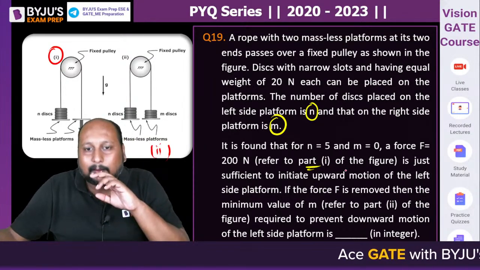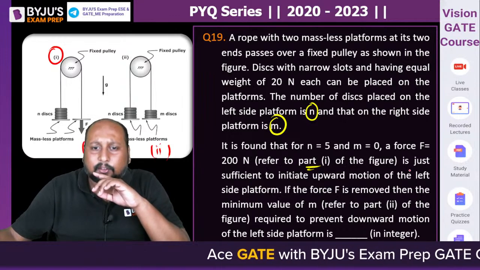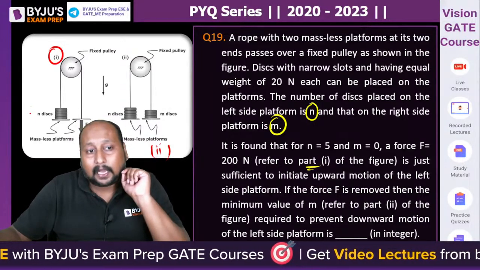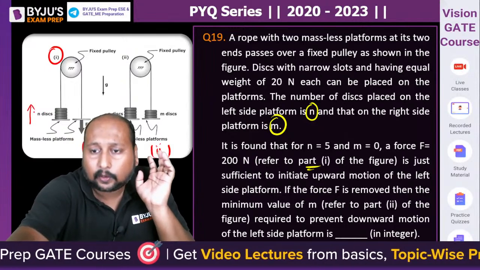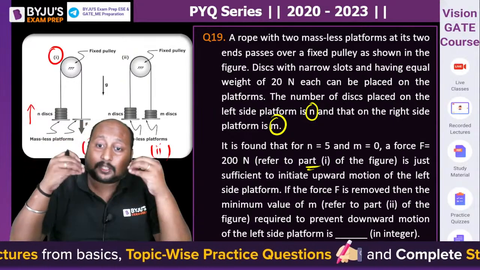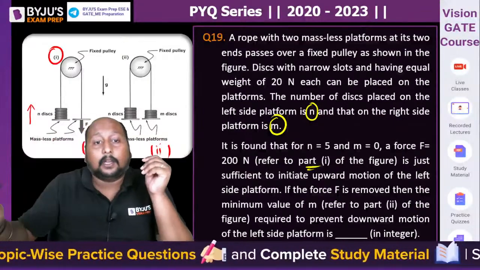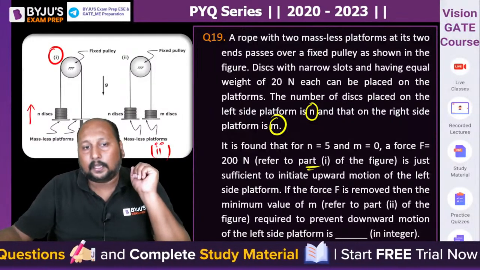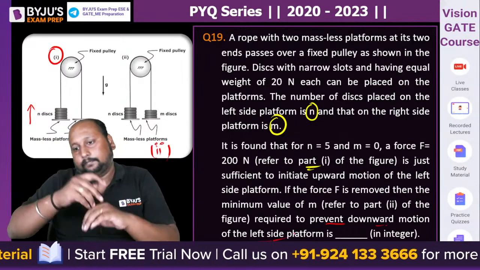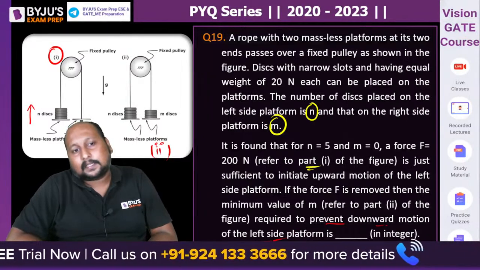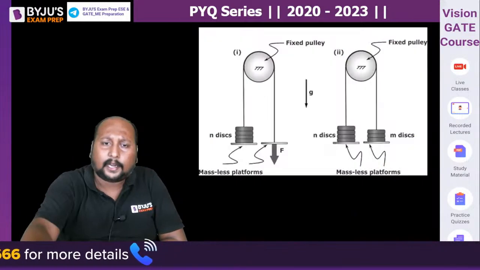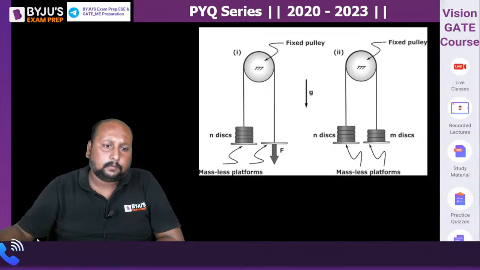They are saying that in figure number 1, it is just sufficient to initiate the upward motion of the left side platform, meaning it is just about to go up. If the force F is removed, then what is the minimum value of M? Now we have to look at the second reference. What should be the minimum value of M such that it will prevent the downward motion of the left hand side? So try to apply the solution to this question.